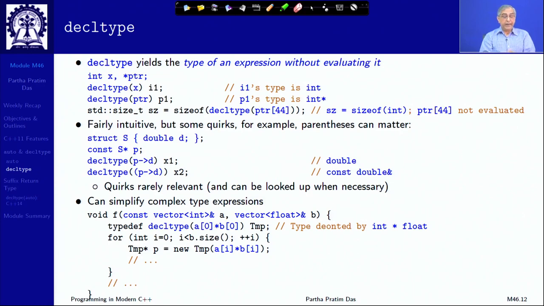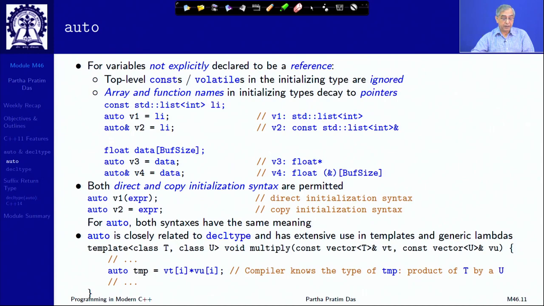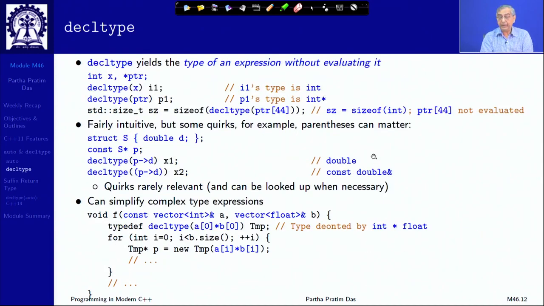Decltype yields the type of an expression without actually evaluating it. Something similar you will remember is available for sizeof. Sizeof takes a type or an expression. If you give it an expression, it does not evaluate the expression, but gets the size of the type of value that the expression actually represents.